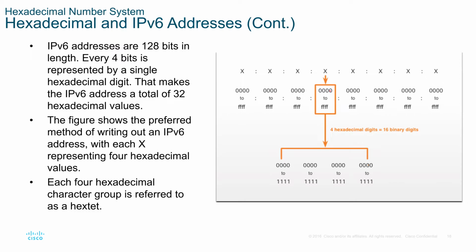Each 4 hexadecimal character group is referred to as a hextet. You may recall in an IPv4, because it had 8 digits or 8 binary digits in it, it was referred to as an octet. Here, because each grouping has 16, it's referred to as a hextet.